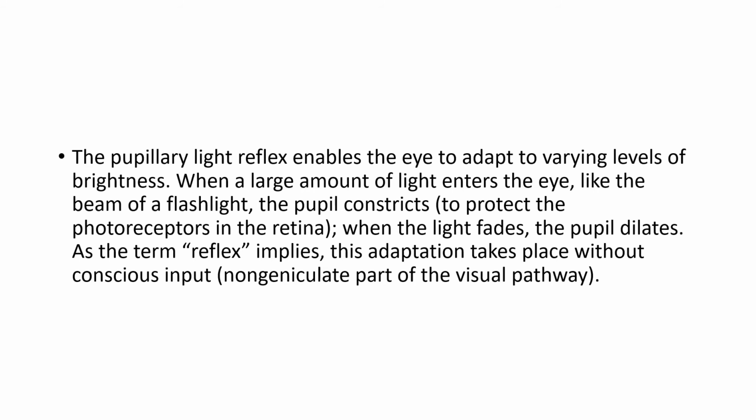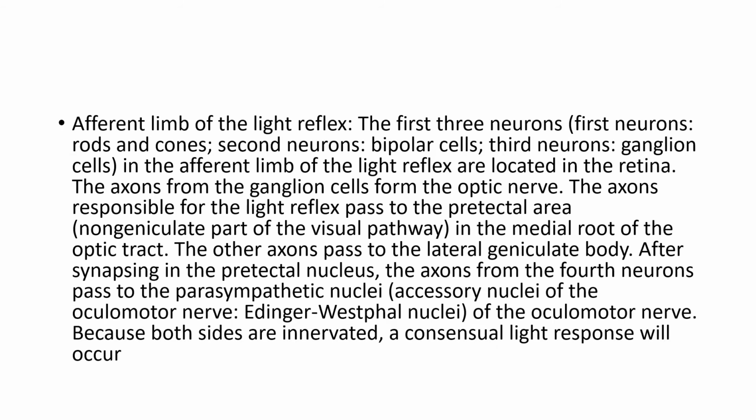So that's the non-geniculate part of the visual pathway. Afferent limb of the light reflex. The first three neurons, so the first neurons are going to be the rods and cones. Rods, black and white; cones, color and visual acuity. Second neurons are the bipolar cells. Third neurons are going to be the ganglion cells. So these, in the afferent limb of the light reflex, are located in the retina.